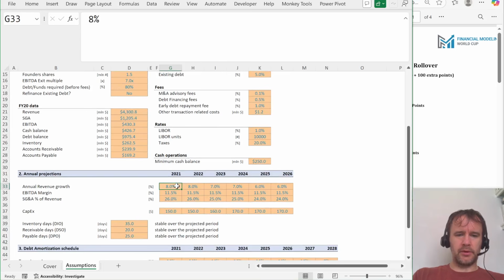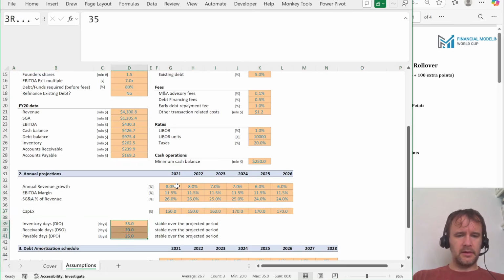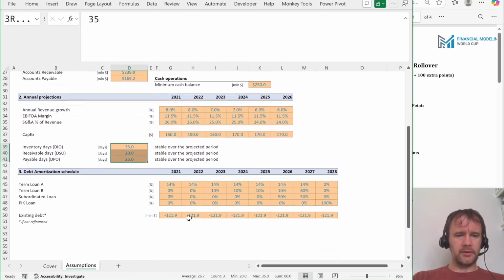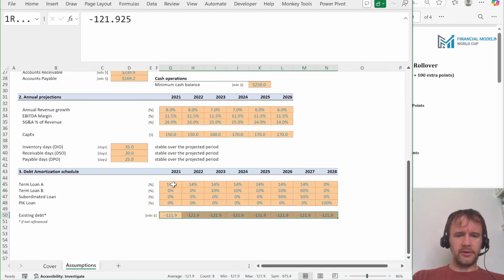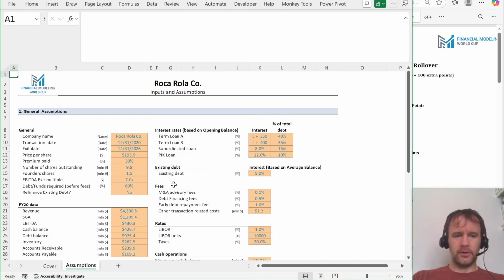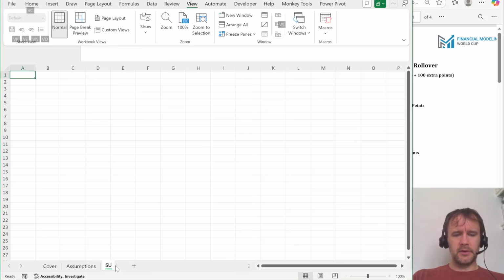Then we've got growth rate projections for revenue, for EBITDA margin, and for SG&A as a percent of revenue. CapEx, and we're told that CapEx is set equal to depreciation, so PP&E stays the same. Inventory days stable over the projected period. And then an amortization schedule for each of the debts, and for the existing debt if it's not refinanced. Okay, so enough chat. Let me bring in my, actually no, I'm not going to start with my timeline yet, because I think a good place to start here is with simple sources and uses.